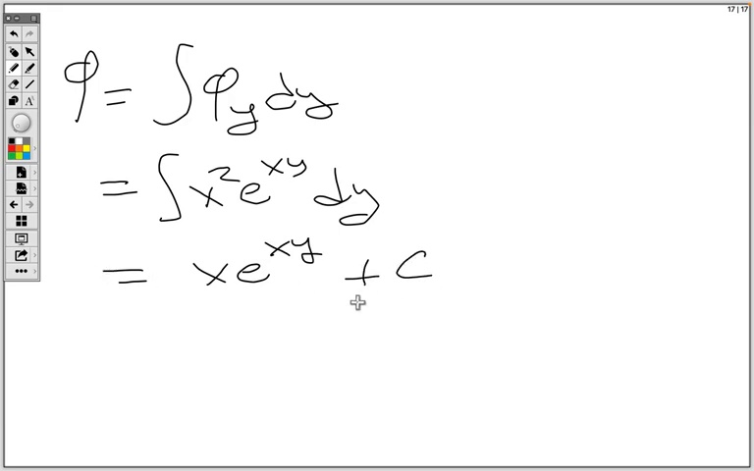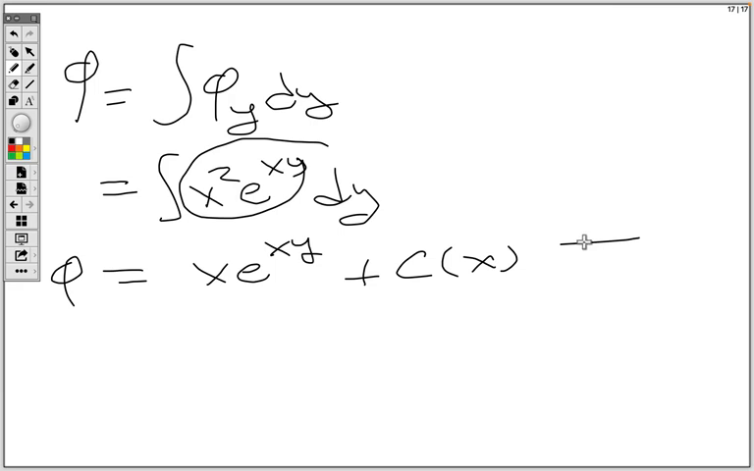Now the thing about this constant is it's a constant as far as y is concerned, which means it could be any function of who? Well, not a y, because we integrated with respect to y. It's a constant as far as y is concerned. In other words, if I took the derivative of this with respect to y, I would get back to here. But anything that has just x's in it would drop out. Okay, so this is what my phi looks like.